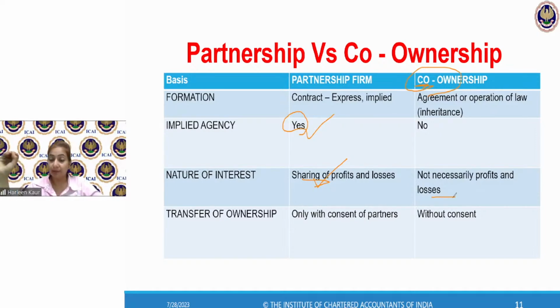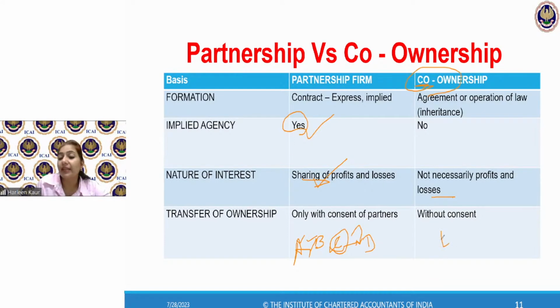Transfer of ownership. So now there are 3 partners, A, B, and C. Can C transfer his ownership? Yes, with the consent of other partners. He can say that, please, instead of me, make D a partner. I want to transfer my ownership rights to another partner. I want to create the sub-partnership. So this can be done only with the consent of other partners, only if other partners, Mr. A and B, agree to it. But in co-ownership, you cannot transfer your interest.